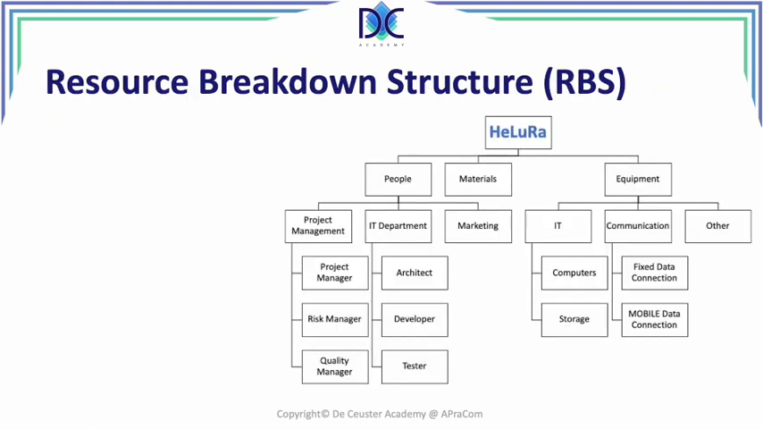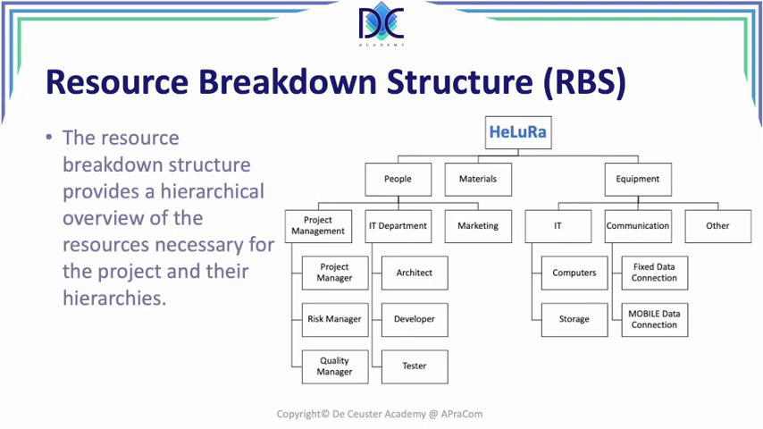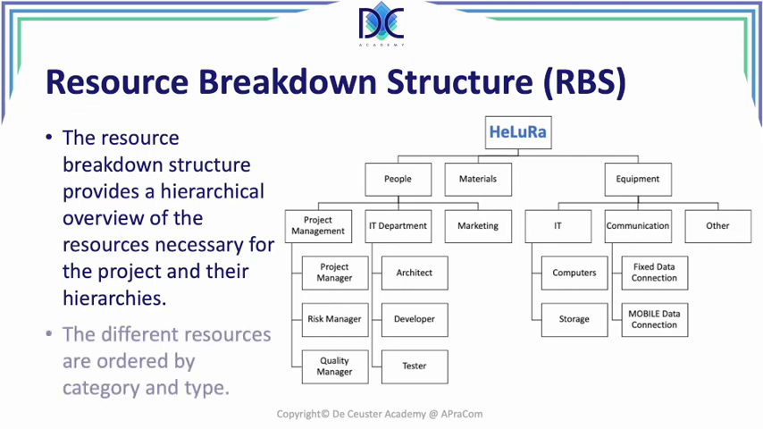The resource breakdown structure is the following hierarchical chart. Here we have a hierarchical overview of the resources necessary for the project and their hierarchies. The different resources are ordered by category and type. We see here people, materials, equipment. People can be related to project management, IT department, marketing, and so on, and the same with equipment or physical resources.